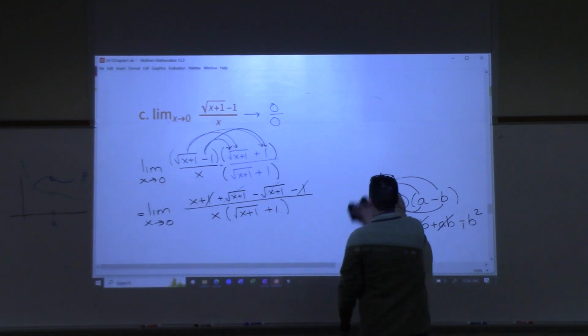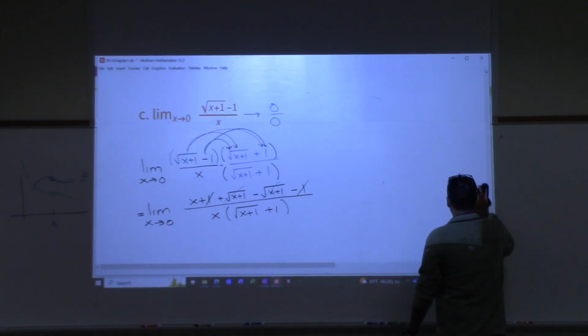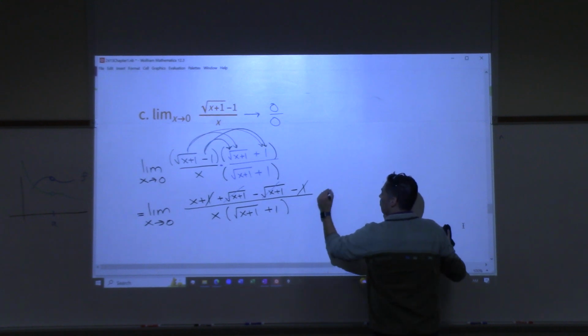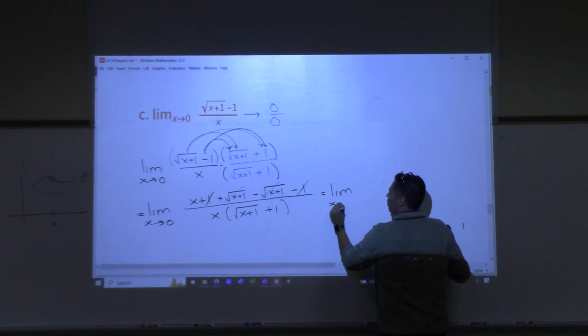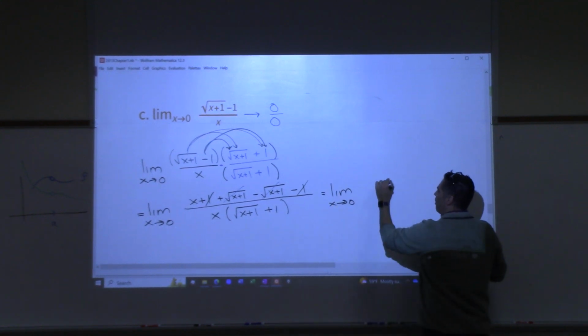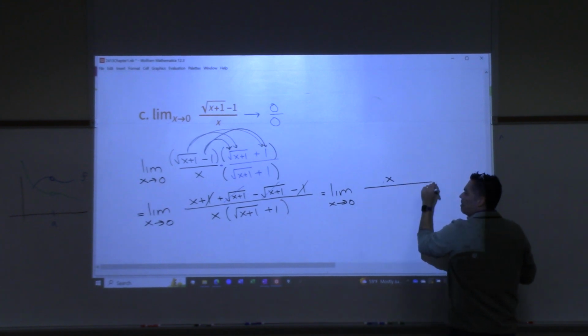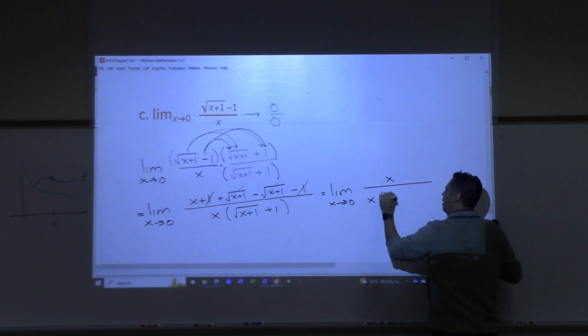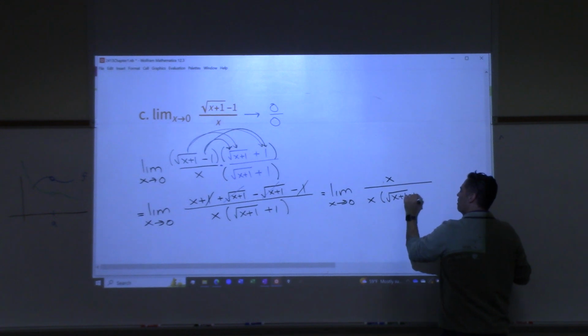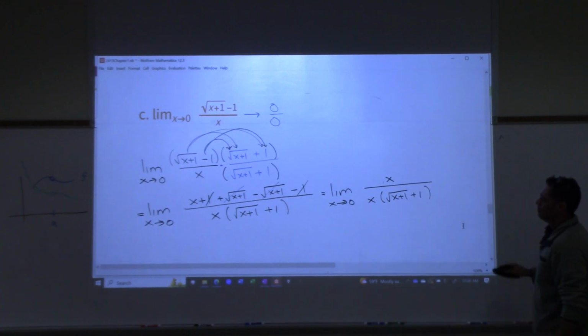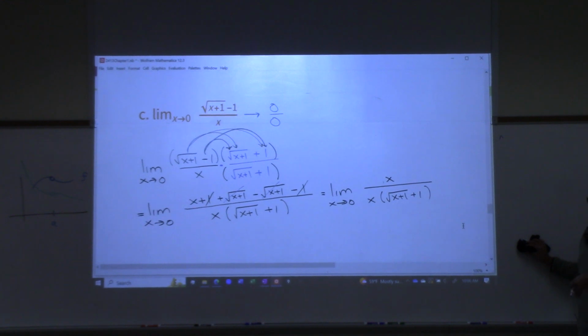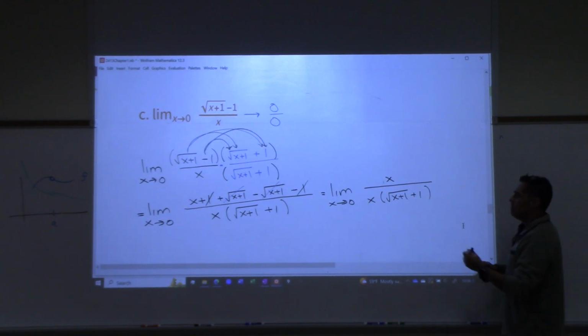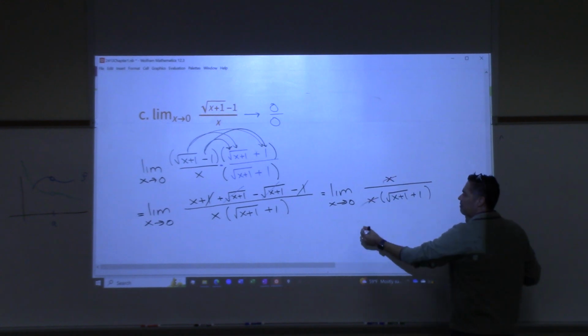All right, so here's where we are. Check this out. It's actually really nice. We're at the limit as x approaches 0. On top, all we have is x. And on the bottom, we have an x, and then we have in parentheses square root of x plus 1 plus 1. You can cancel the x's, can't you? With that little disclaimer, though, right? I can get rid of this and get rid of that.